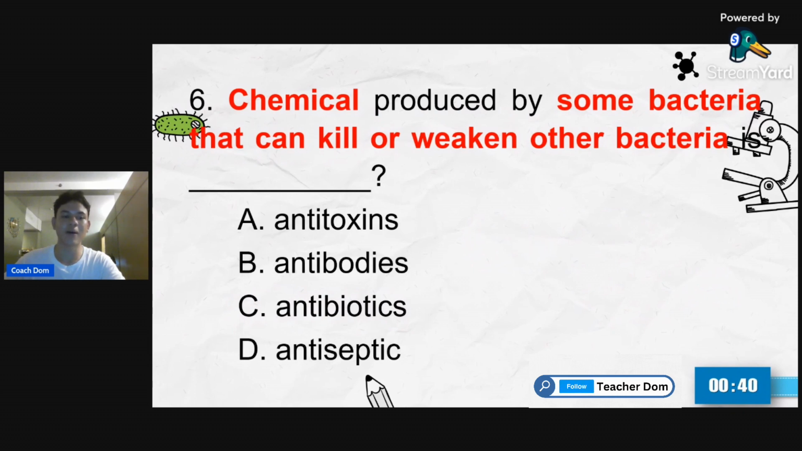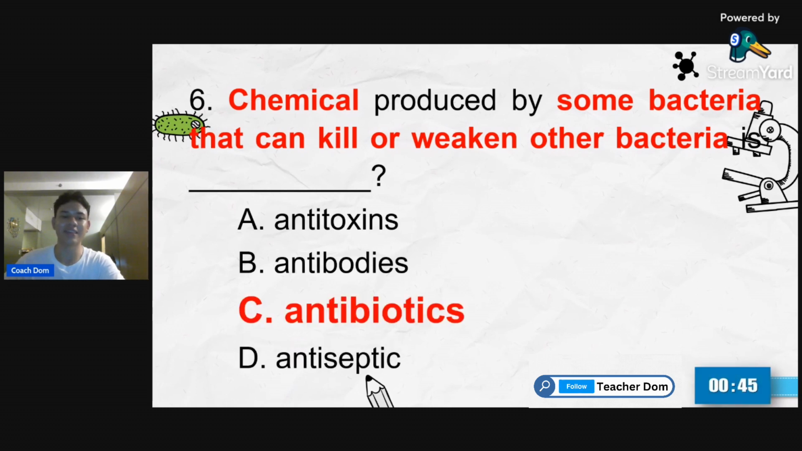Chemical produced by some bacteria that can kill or weaken other bacteria is letter A, antitoxins, B, antibodies, C, antibiotics, or D, antiseptic. Ano po yung chemical that is produced by some bacteria that can kill or weaken other bacteria? Correct answer po dito for question number 6, that is antibiotics.